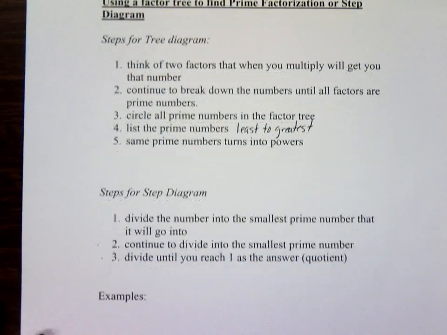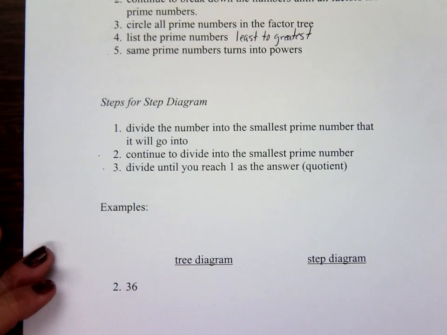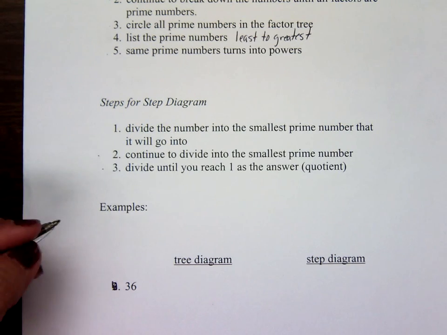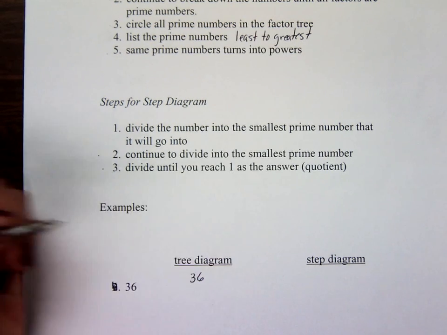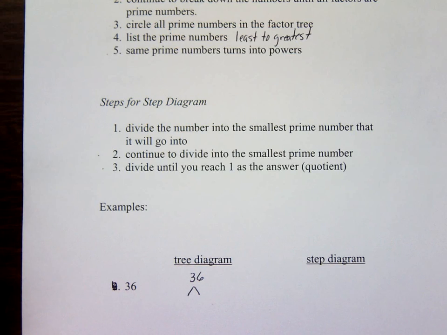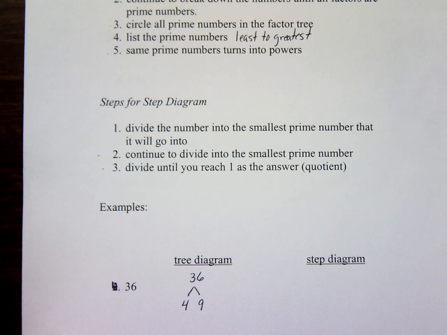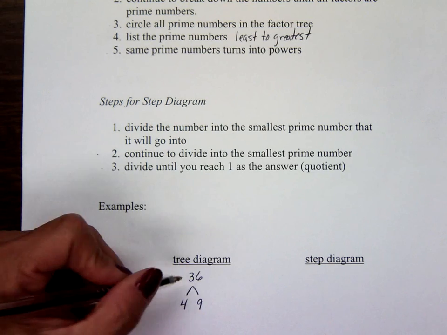So let's do some examples. The number is 36. So for the tree diagram, you put 36 at the top. Think of two numbers that when you multiply you'll get 36. Well, I know 4 times 9 is 36. Now you could have done 2 times 18 or 6 times 6. Any two numbers that when you multiply you get 36.